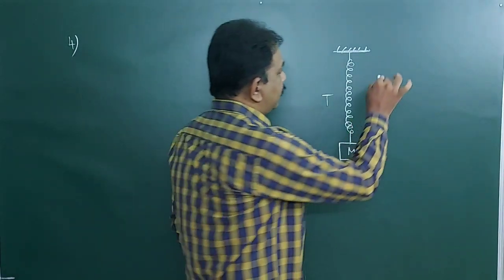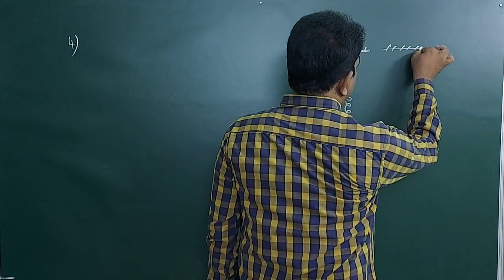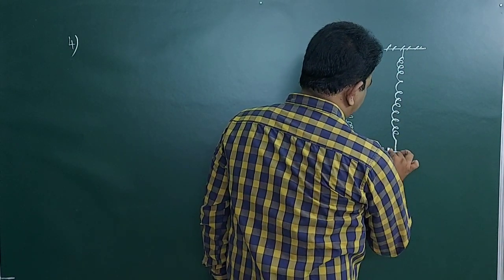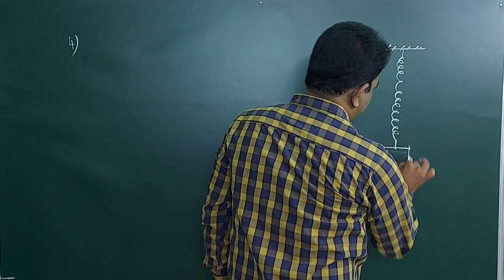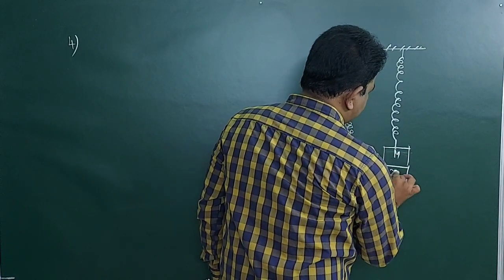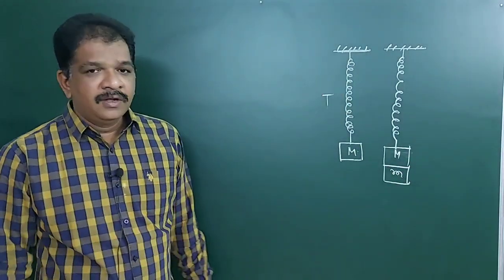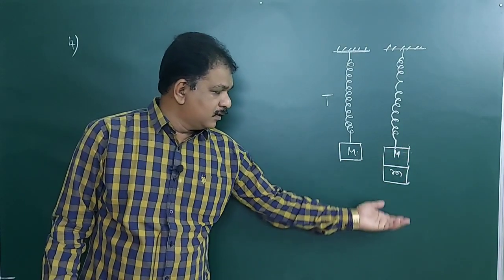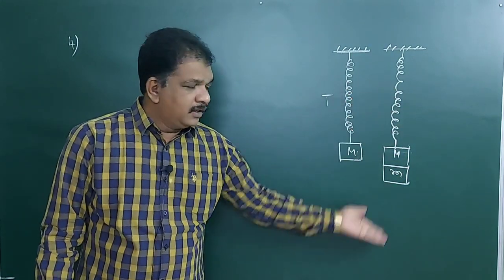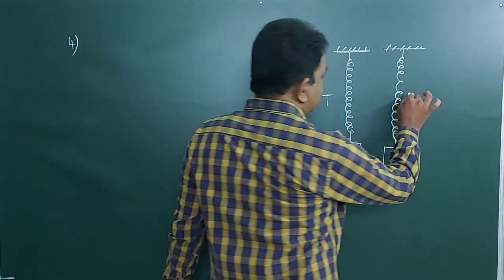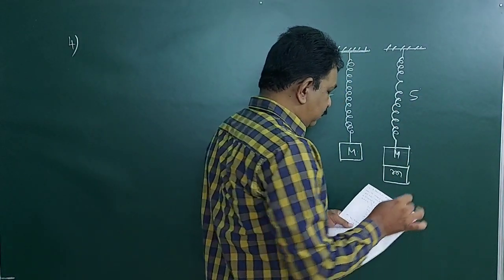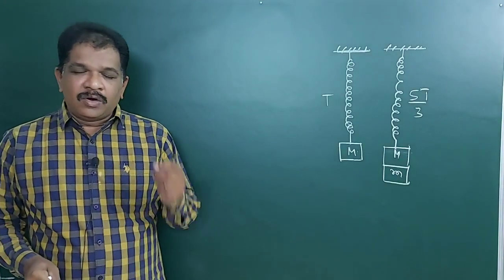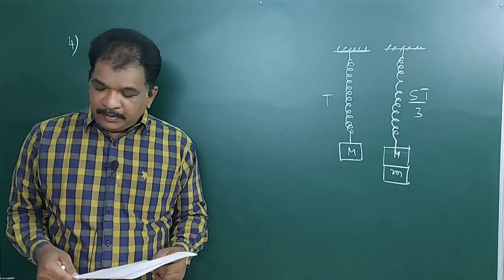Now what they did for this same spring, along with the mass M, an additional small mass m is attached. Along with the capital M, small m is attached. Now it is pulled down and released. It is oscillating. Its time period will be 5T by 3. Then what will be the value of small m by capital M?